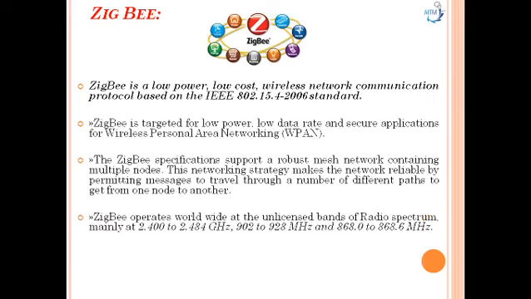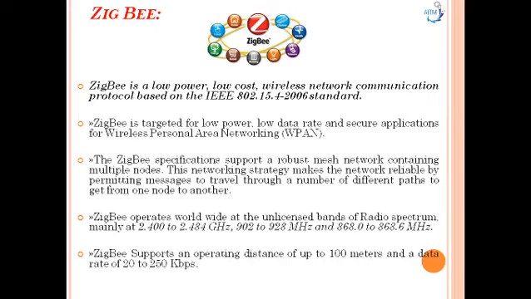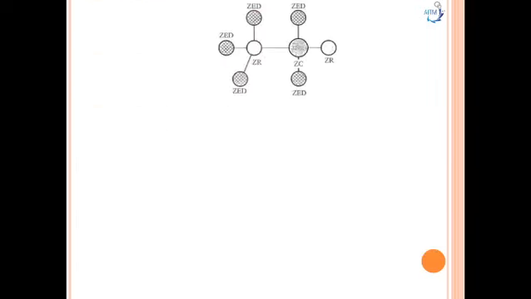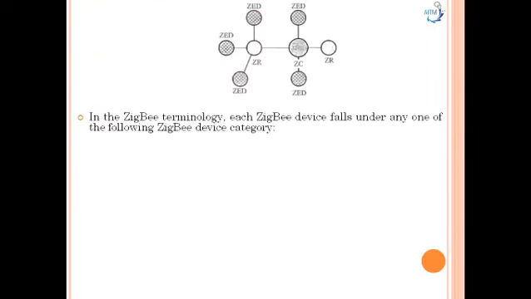Zigbee technology operates worldwide at the unlicensed band of radio spectrum, mainly at 2.4 to 2.484 gigahertz, 902 to 928 megahertz, and 868.0 to 868.6 megahertz. So this will operate worldwide at the unlicensed bands of radio spectrum. Zigbee supports an operating distance of up to 100 meters and a data rate of 20 to 250 kbps. The diagram shows the Zigbee network.